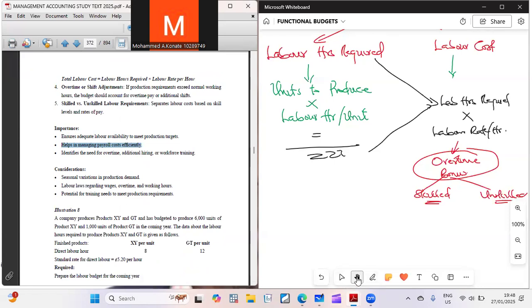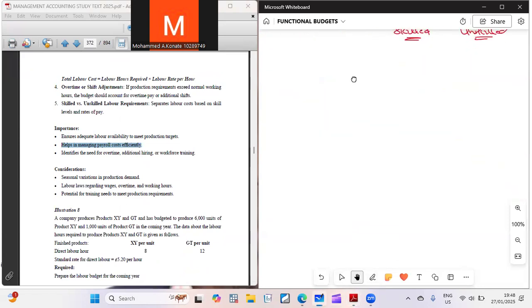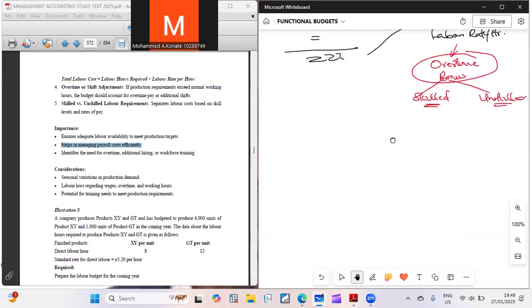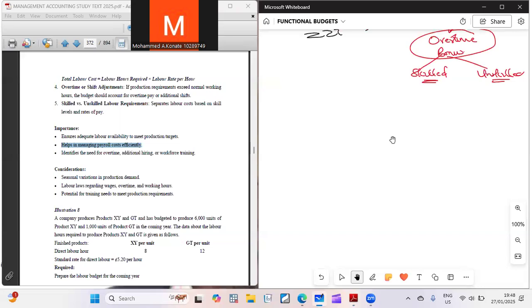Illustration 8. Now, we are going to calculate the labor budget for the year. And the labor budget, like I told you, you need to do first the labor required, all right? Then second, you do the labor cost. If you look at the question in front of you, it is the same question we've been doing. And the good news is that you still have the production units that we did.